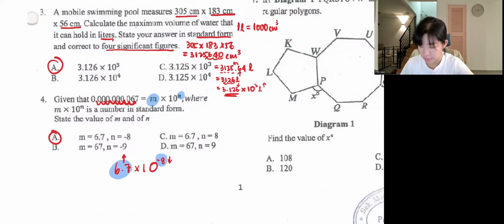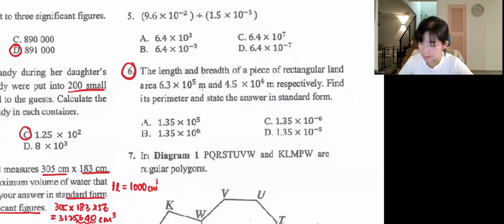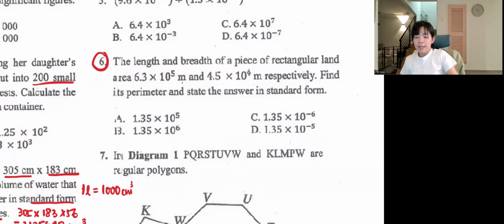Okay, next one. Okay, I'm going to skip number 5. Okay, number 6. Everybody look at number 6. The length and breadth of a piece of rectangular land are given. Find the perimeter and state the answer in standard form.